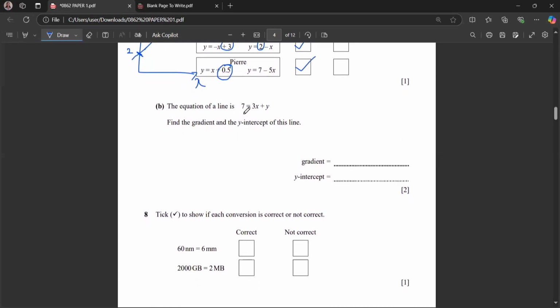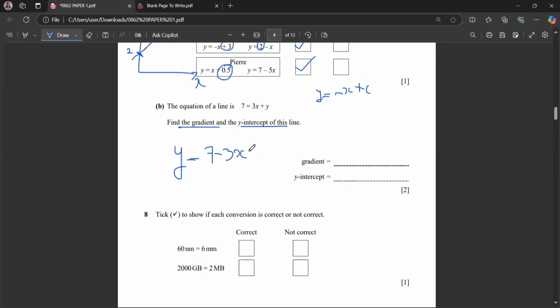Equation of a line is 7 is equal to 3x plus y. Find the gradient and the y-intercept of the line. Like I said, the general format is y is equal to mx plus c, right? So we have to rearrange this equation to make y the subject. So y is equal to 7 minus 3x.